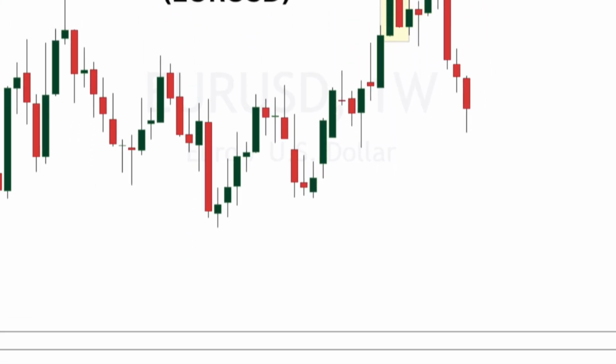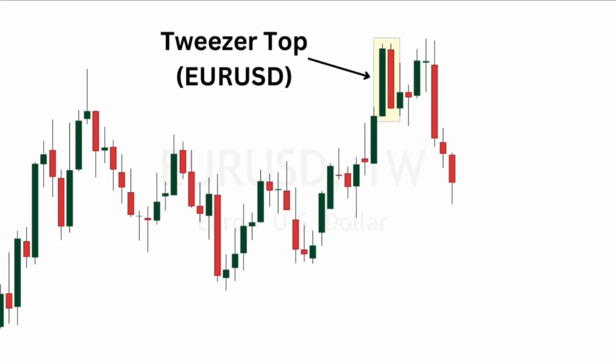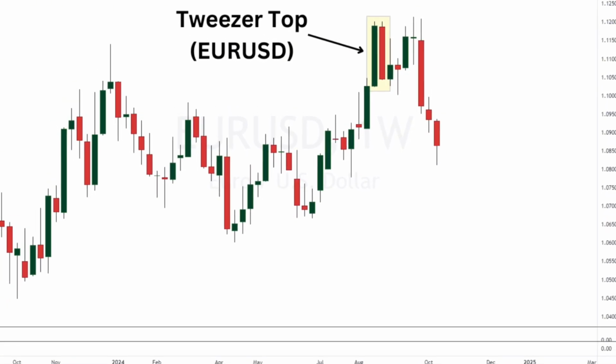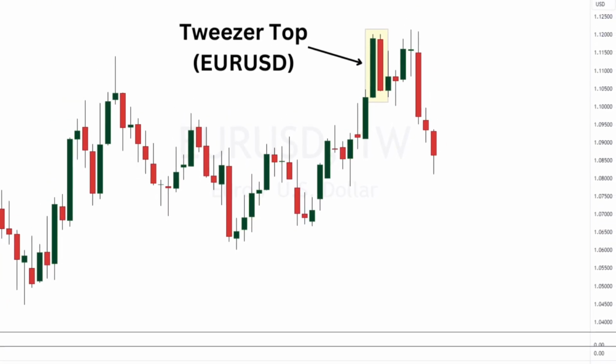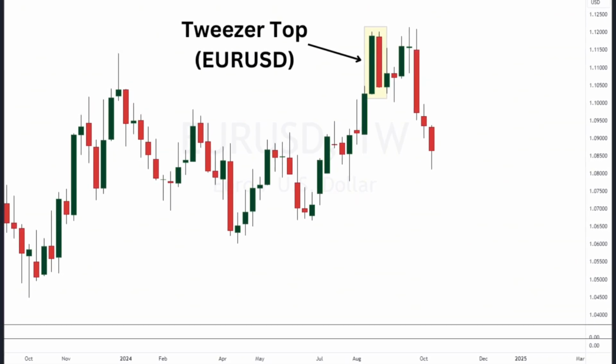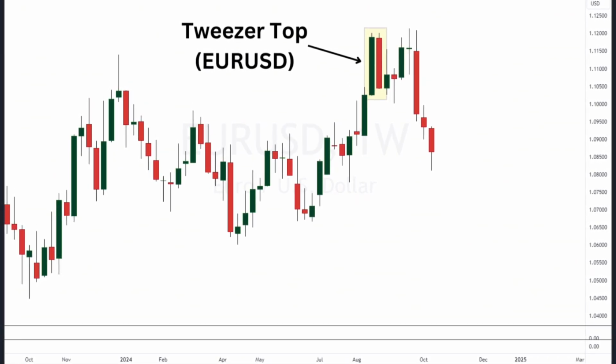Tweezer tops appear frequently within the forex market. Above, we see EUR/USD on the weekly chart for two weeks in a row. Two long-range candles stop at the same price high. After some sideways consolidation, EUR/USD retested those same highs again. After another failed attempt to break, prices began to fall again.